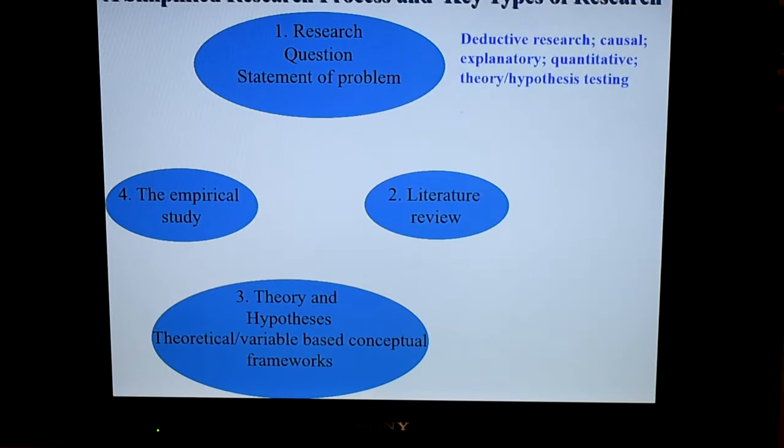Now we have types of research. One is deductive research, which is causal, explanatory, quantitative, theory and hypothesis testing, represented by the blue arrow. Let's go around the process of research in terms of quantitative research. It starts with the research question, goes to literature review, theory, hypothesis, empirical study, and of course, because research is cyclical, it will go back and repeat the cycle. You can see that quantitative research goes around the whole 4 stages of research as I explained.